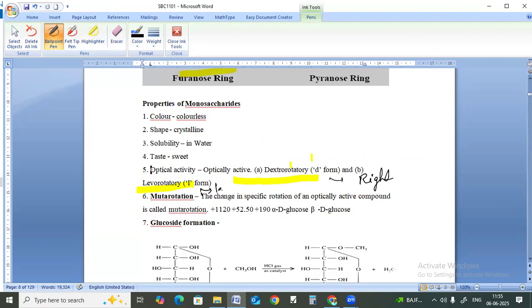Mutarotation is the change in specific rotation of an optically active compound. During mutarotation, mainly 3 states are possible. One is the equilibrium state, which can be converted into the beta-D-glucose conformation, and it can also be converted into the alpha-glucose conformation. Alpha glucose has a specific optical rotation of plus 112 degrees, whereas the equilibrium state is at 52.5 degrees, and the beta form is at 19 degrees.